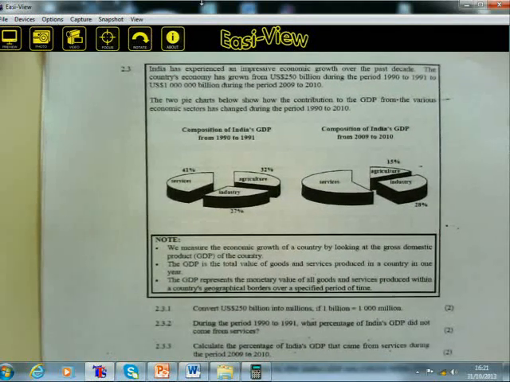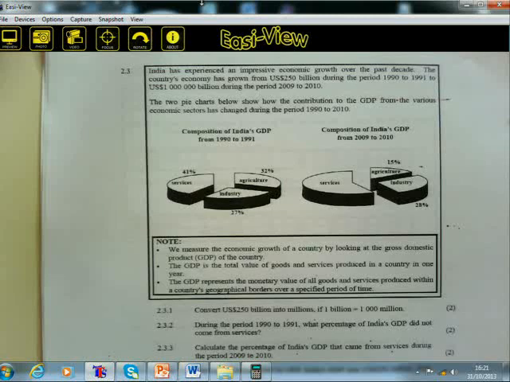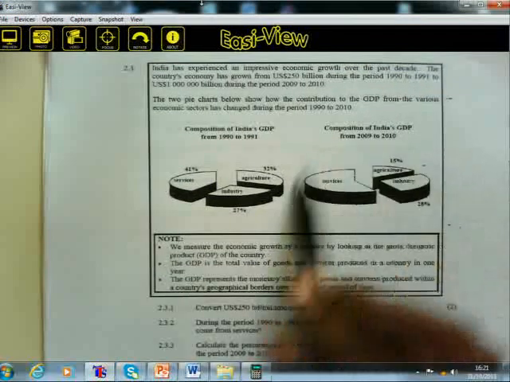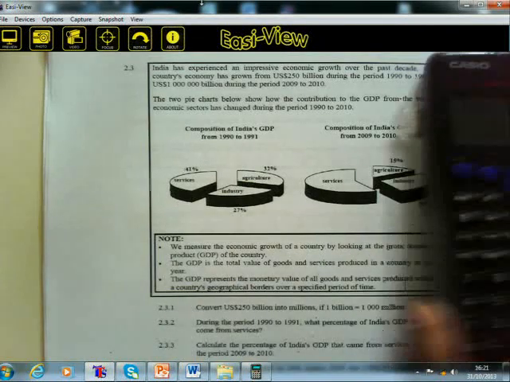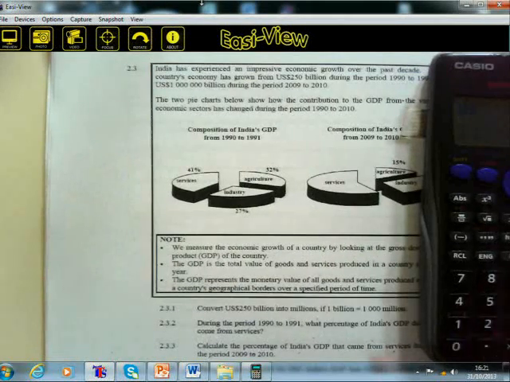The second one, composition from 2009 to 2010, we have services. There is no percentage which is provided to us. And definitely, maybe in the questions, they will expect you to calculate that percentage. And we have from industries 28%, and then agriculture is 15%. Even before you start answering questions, because you know that it is a pie chart, all of them must add up to 100%. You can quickly get this one.